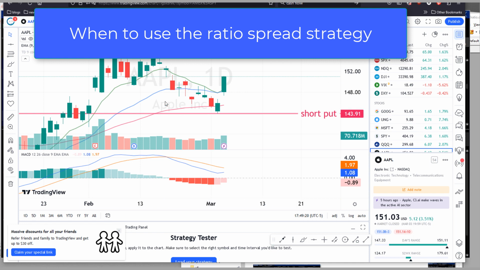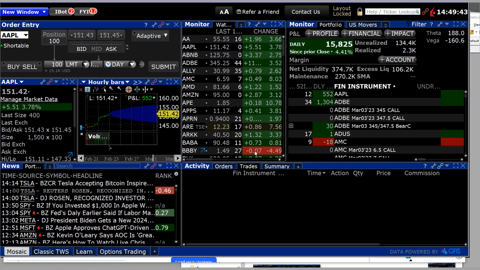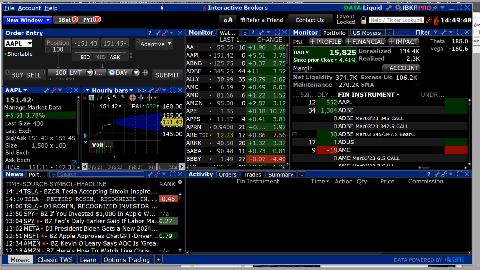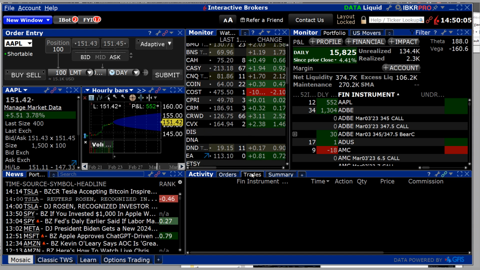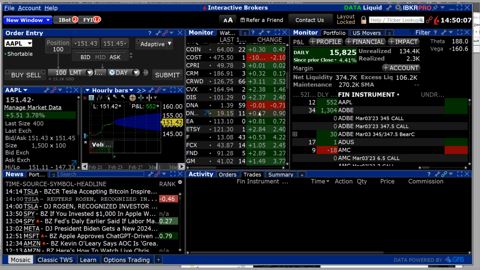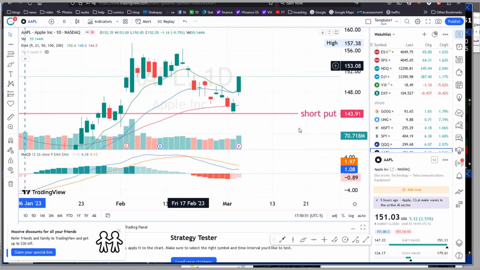Now, in terms of when I would use the ratio spread, first of all, like any credit spread strategy, this is really good to use if IV is high. And one way you can filter by that is through IV rank. So in Interactive Brokers, I have my IV rank set up here for each underlying for the stocks that I like to track. And if IV rank is over 40, then that is usually a good candidate for me to use a ratio spread on. So the higher the IV rank, the more volatile the underlying is expected to be relative to its previous trading sessions, which means you can collect more credit using this strategy.